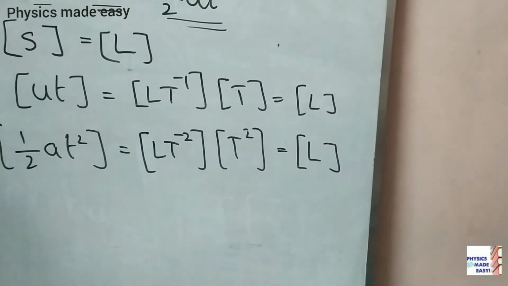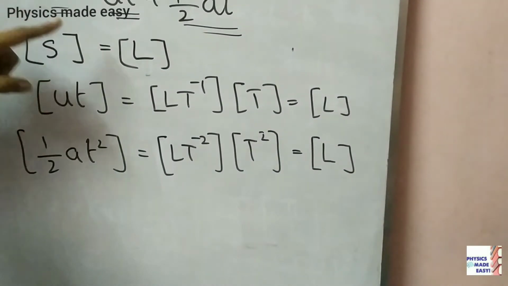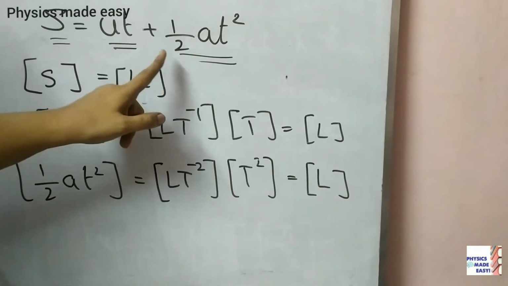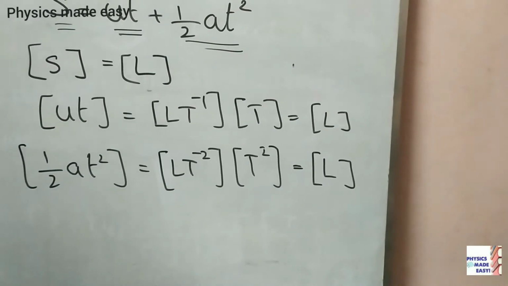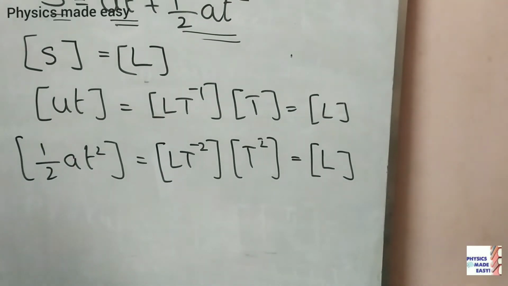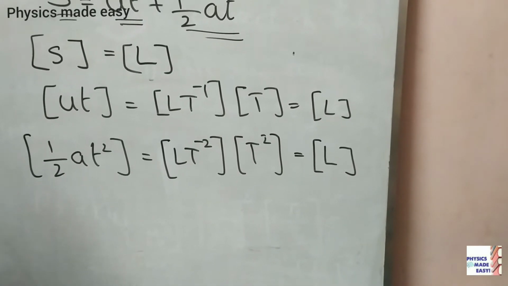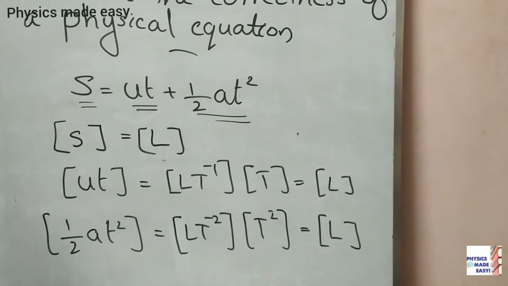So, here you can see the dimension of this LHS is L. Then here we have two terms, for ut that is L, and for this half at square also you can see that L there. So, we can say all the terms on both sides of the equation have the same dimension. So, we can see this equation is dimensionally correct.